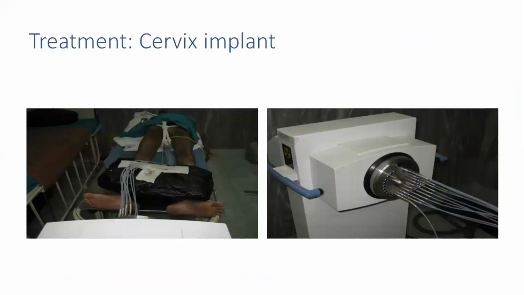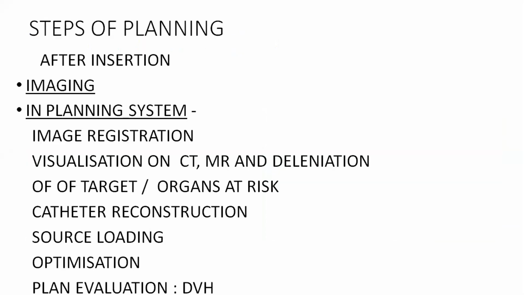And this is a typical cervical implant. You can see multiple channels going through the steel needles inside a patient with an interstitial implant who is being treated. So, the steps of planning after the insertion: you get the image acquisition. Then the image is registered in your treatment console and visualized in the CT or MR. Then you delineate your target volumes and organs at risk. You do your catheter reconstruction and source loading within the catheters. Then you optimize your plan and do the plan evaluation. It's the same flow as in external beam radiation also. You see the DVHs, and if you are satisfied with your dose and the organ at risk doses, then you execute your plan.